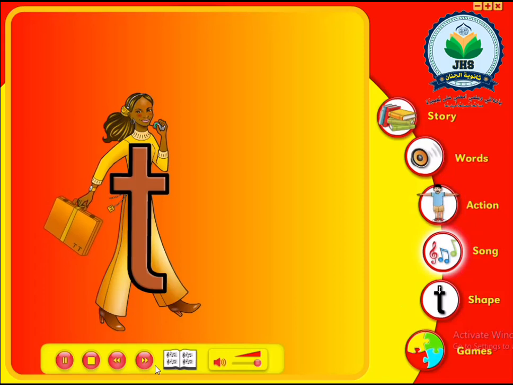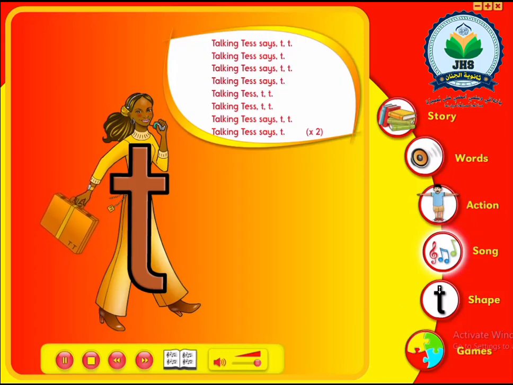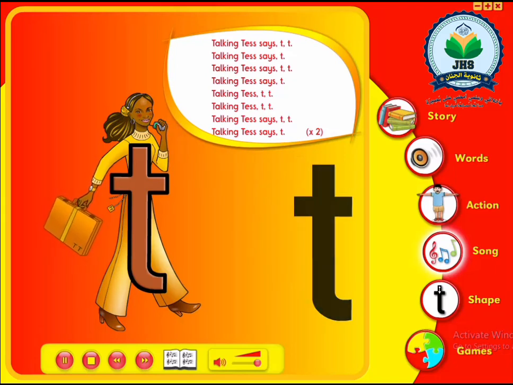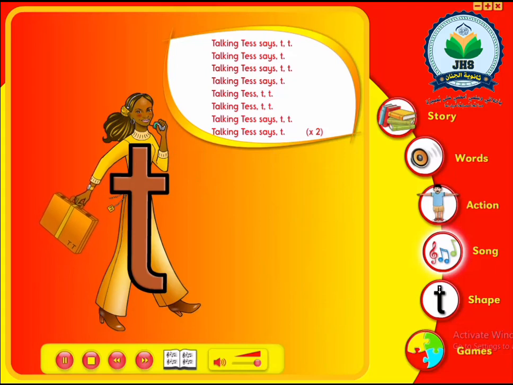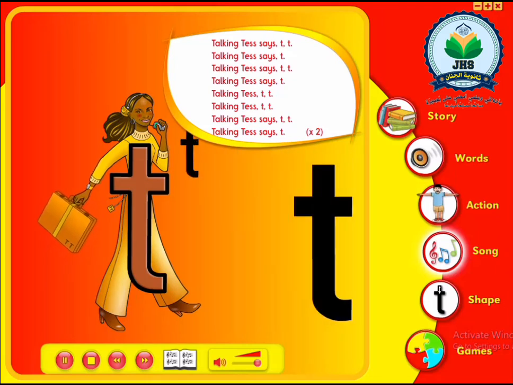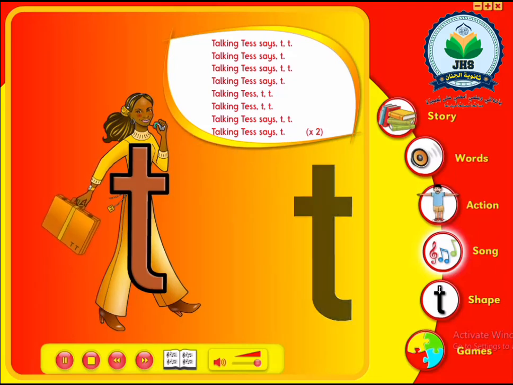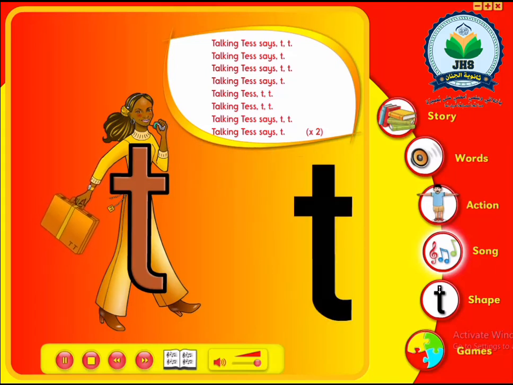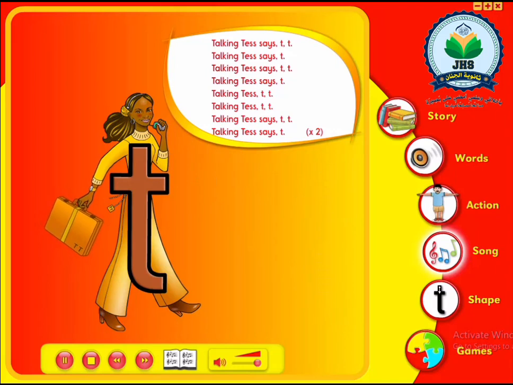Song. Talking Tess says t, t. Talking Tess says t. Talking Tess says t, t. Talking Tess says t.